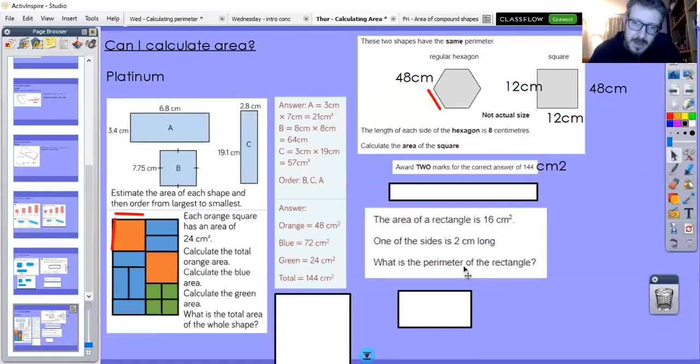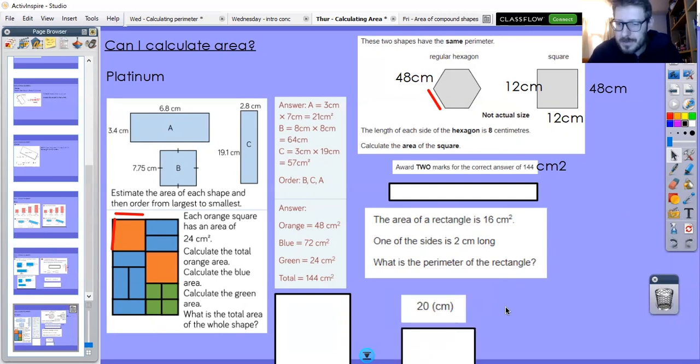And then the last one, the area of a rectangle is 16 centimeters squared. One of the sides is 2 centimeters long. What is the perimeter of the rectangle? You know one of the sides, so 2 times what equals 16, and 2 times 8 equals 16. So we know that the other side is 8. So we'll have 2 sides which are 2 centimeters long and 2 sides which are 8 centimeters long. Then if you added all that up together to find the perimeter, you would have 20 centimeters in total. 8 plus 8 is 16, 2 plus 2 is 4, add them together and you end up with 20 centimeters.